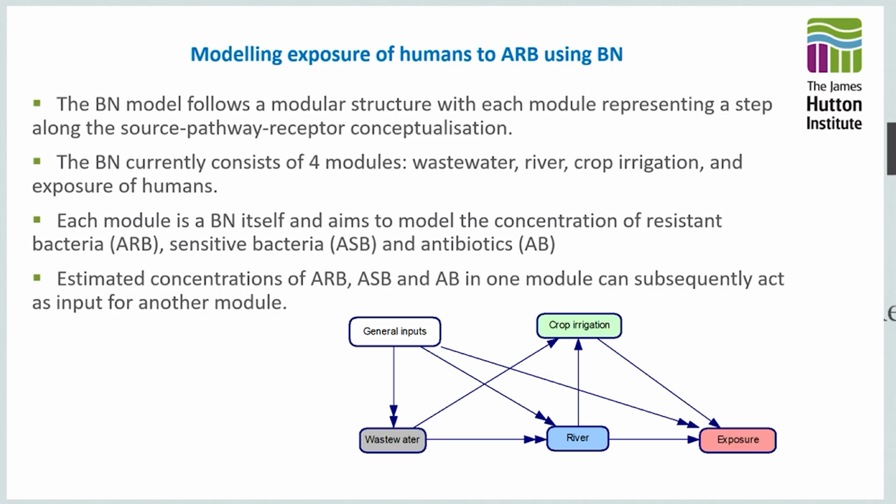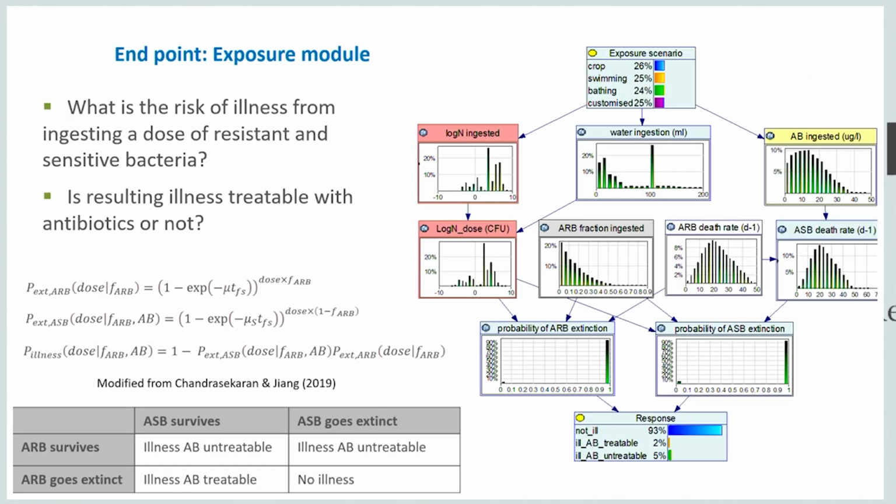Thank goodness Hunter just explained to you the model by Chandrasekaran and Jiang, so I don't need to go into that. It saves me some time. So the endpoint we're interested in is if someone becomes infected or not, and if he or she becomes infected, whether that infection is treatable or not. So that's the endpoint that we're interested in where we're using this model.